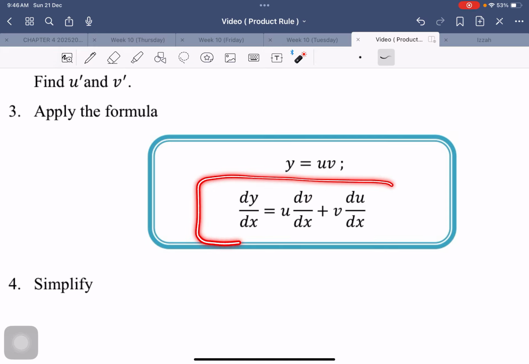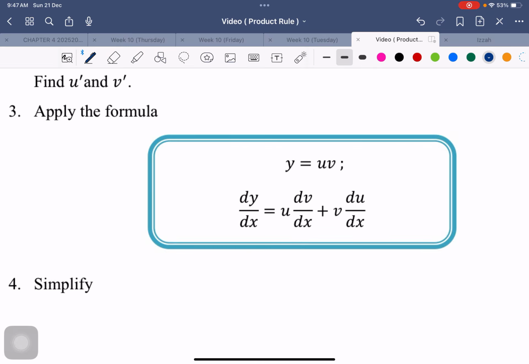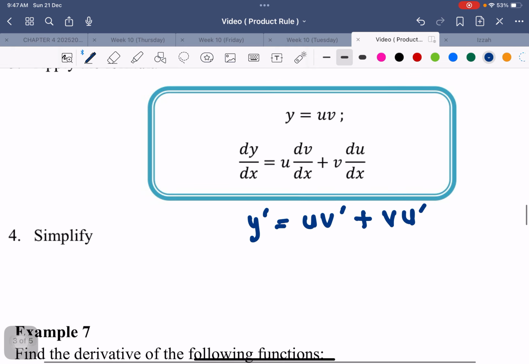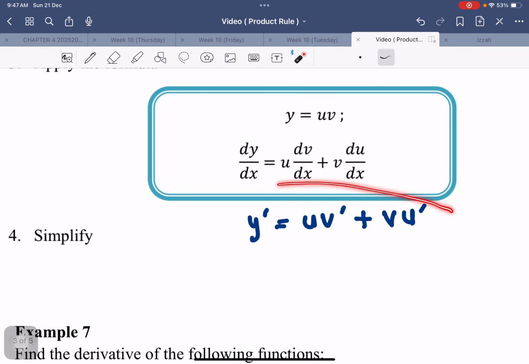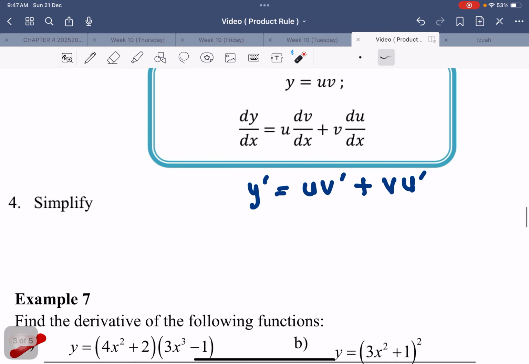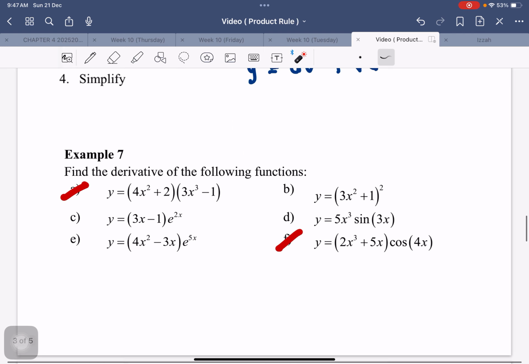So dy/dx is equal to u dv/dx plus v du/dx, or you can also write in this form: y prime is equal to u v prime plus v u prime. Substitute into this formula and we simplify. Let's take a look at these examples.